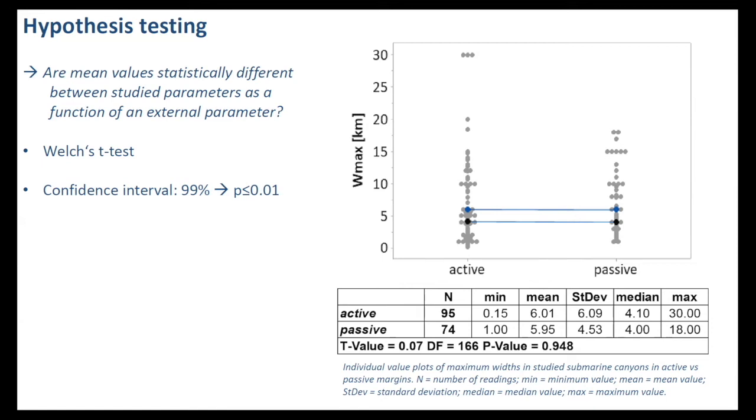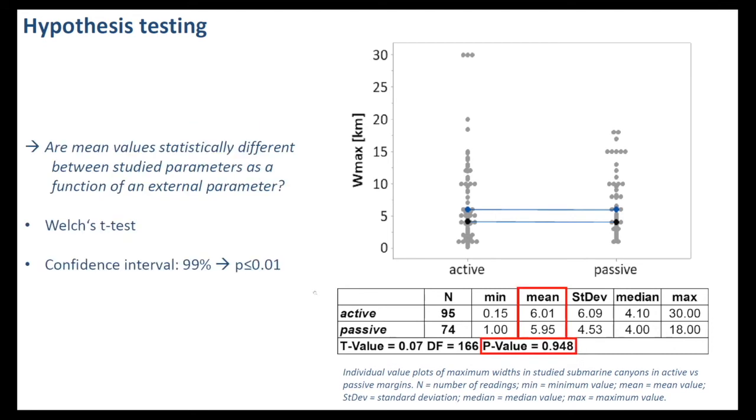statistically significant. So in this example, we have maximum canyon width, and I computed this for active margins and for passive margins. And as you can see, the mean values are almost identical, which is reflected in the very high p-value we have here, which is almost 1. So this means that we reject the hypothesis that the maximum width is on average significantly different in canyons as a function of the margin type. The statistical test we use is called Welch's t-test, for those of you who are interested in that.